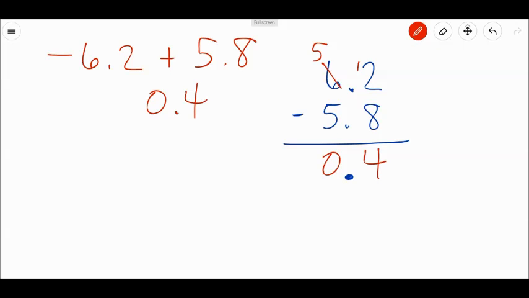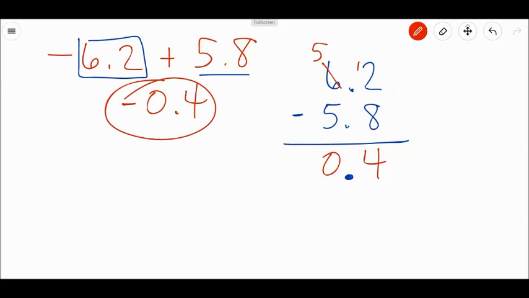The last thing we need to do, as with any time we have negatives or positives, is determine whether the answer is going to be positive or negative. So I'm going to look at the numbers as if the decimals weren't there. I have 6.2 and I have 5.8. I know that 6.2 is bigger. Since that's a negative in the problem, the answer is going to be negative 0.4.